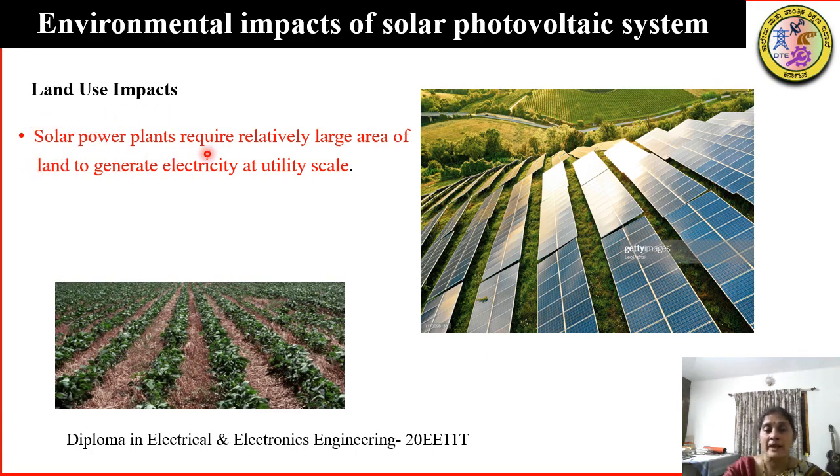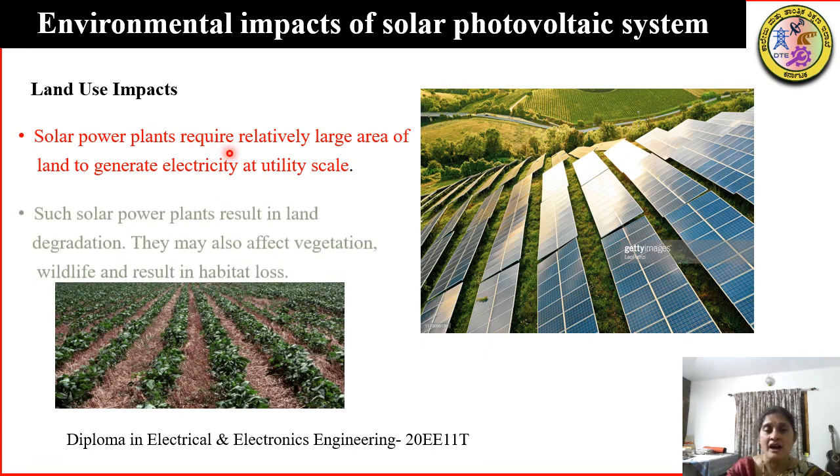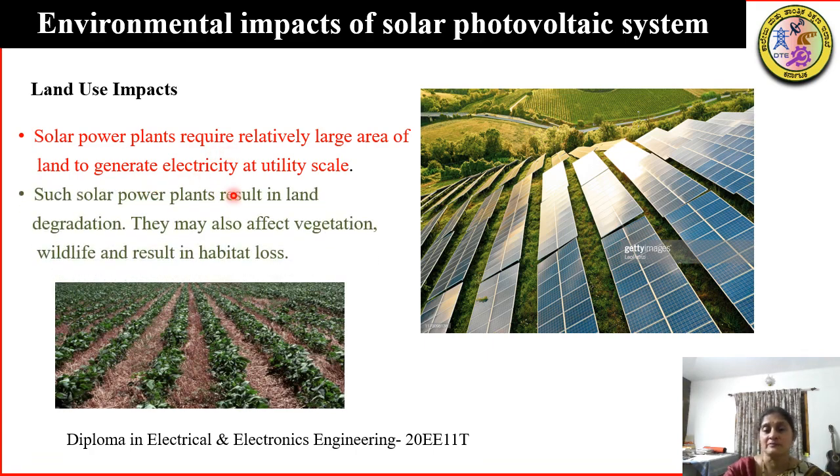The solar power plant requires a relatively large area of land to generate electricity. Then only can it be practically feasible for utilization. When a huge amount of land is used, this land could have been used for vegetation. Moreover, there might be human habitation in this area which will get displaced. So the land used for a PV system leads to land degradation and affects the vegetation, wildlife and habitat of that particular area.